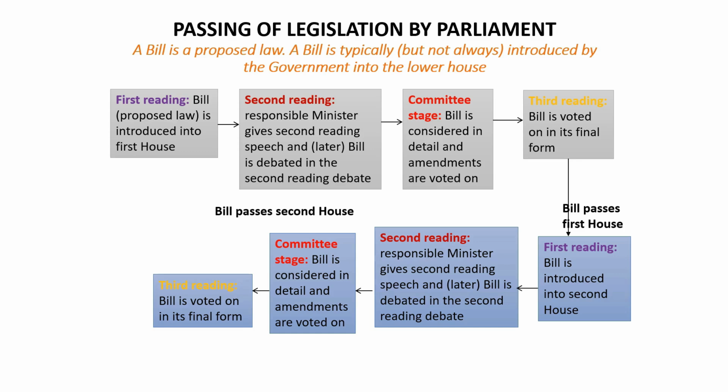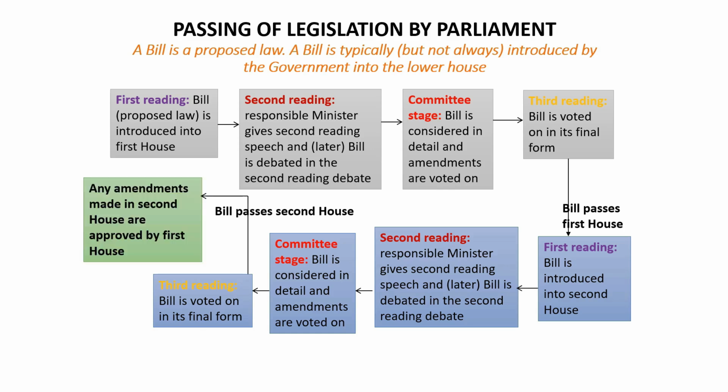Of course, it's possible that the bill will be amended by the second House in the committee stage or in the third reading. However, a bill must be passed in the same form by both Houses of Parliament before it can become a law. Accordingly, if the second House makes amendment to the bill, then the bill, as amended by the second House, must be sent back to the first House for the first House to vote on those amendments.